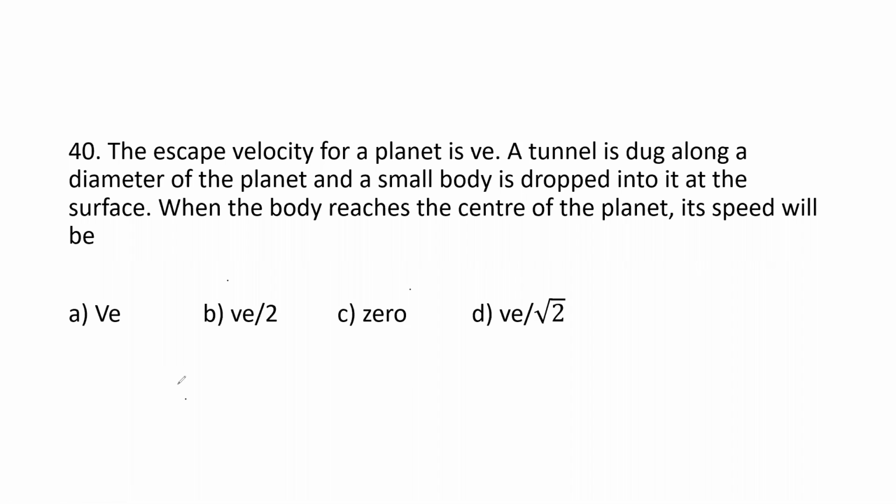So, let us calculate this. The gravitational potential at the surface is Vs equal to minus G M divided by R. Then the gravitational potential at the center is Ve equal to minus 3 G M divided by 2R, right? We have written this for the planet.